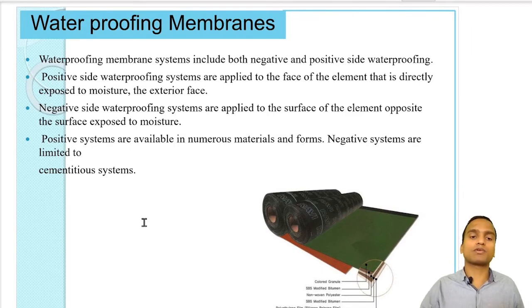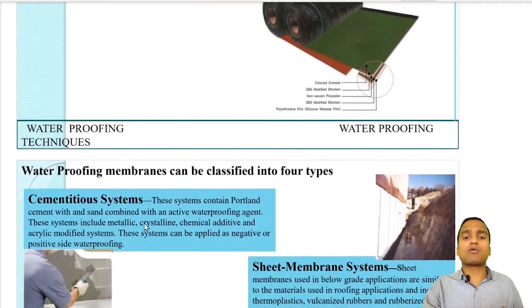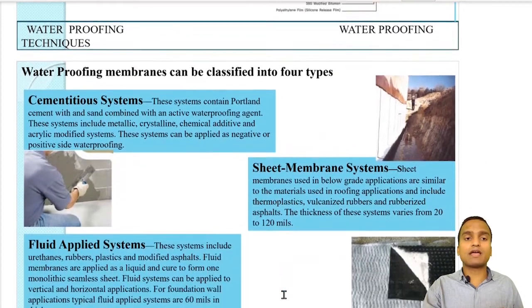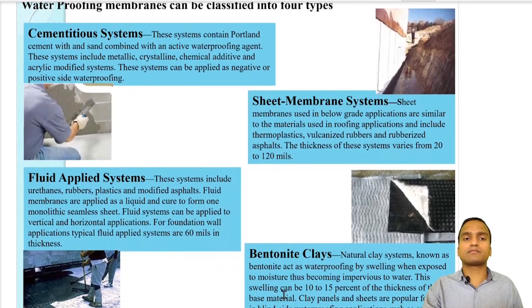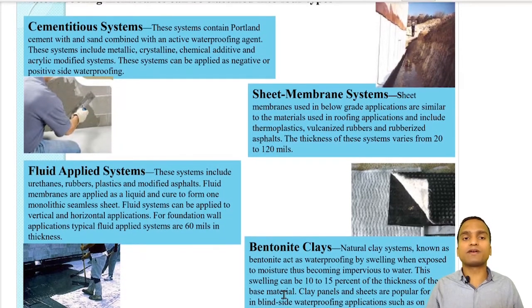on the needs. Okay, now waterproofing membranes can also be classified into 4 types, and they are cementitious system, sheet membrane system, fluid applied system, and bentonite clay system. So these are the 4 different systems of waterproofing membrane, and in all these 4 types we are trying to make a waterproof membrane over the structure so that it could act as an impervious barrier for the passage of water.